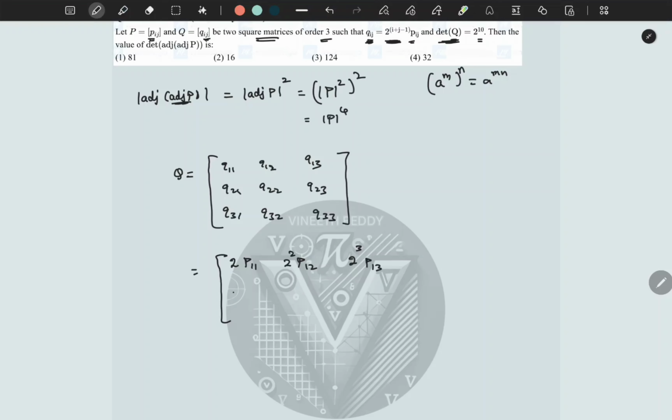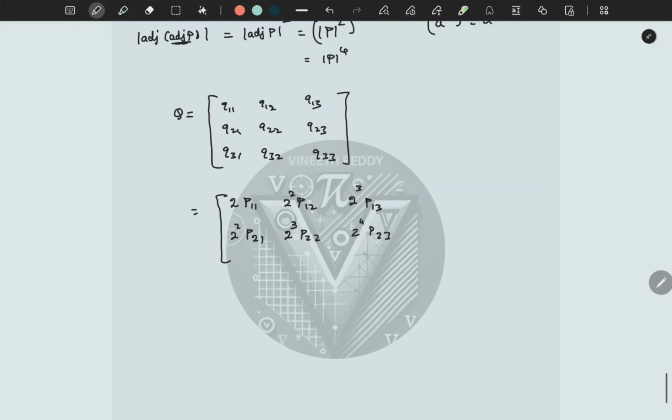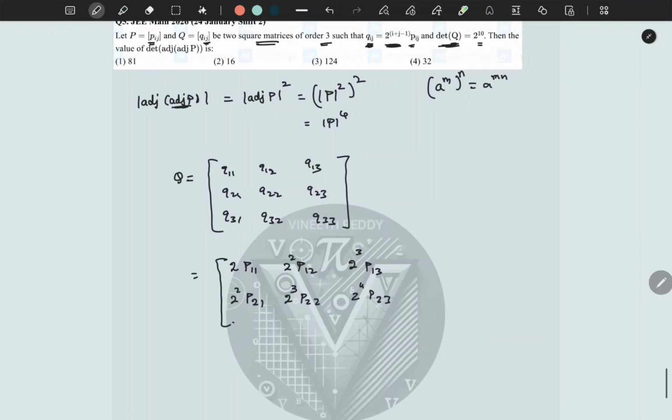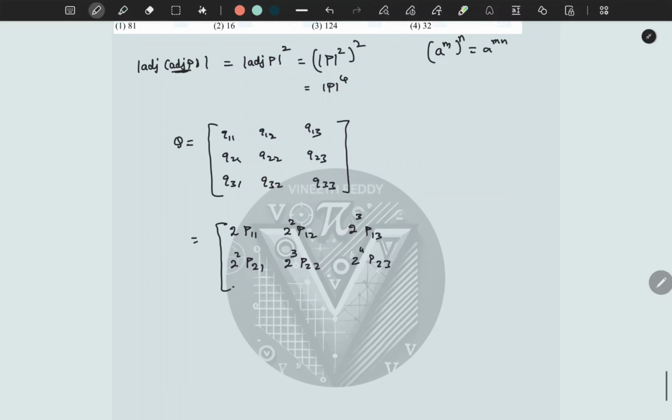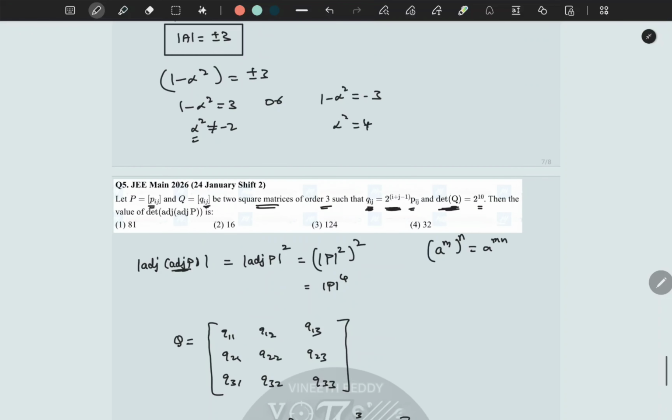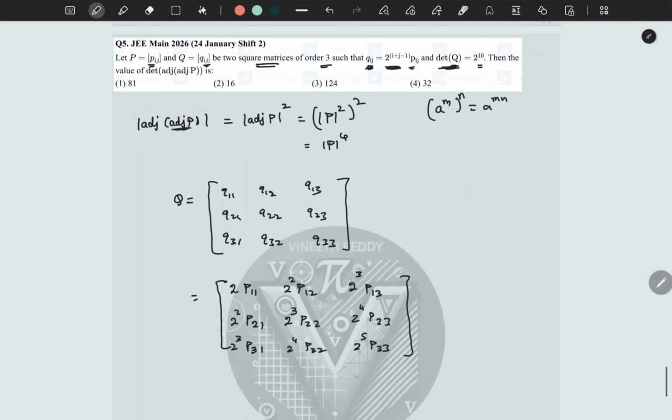Again, Q21 should be 2 to the power 2 plus 1 minus 1. It should be 2 raised to the power 2 into P21. I think if you have understood this, each time the power will increase by 1. You can check it yourself, dear students. If you have identified the pattern, you can directly write it. And again, Q31 should be 2 raised to the power 3 plus 1 minus 1, which is 2 raised to the power 3 into P31. This should be 2 raised to the power 4 and this should be 2 raised to the power 5. I hope you understood this. Now what can be done?